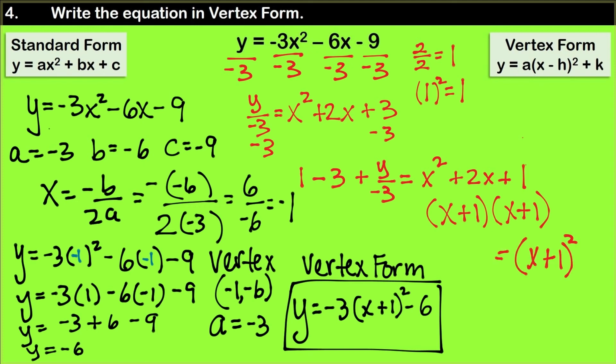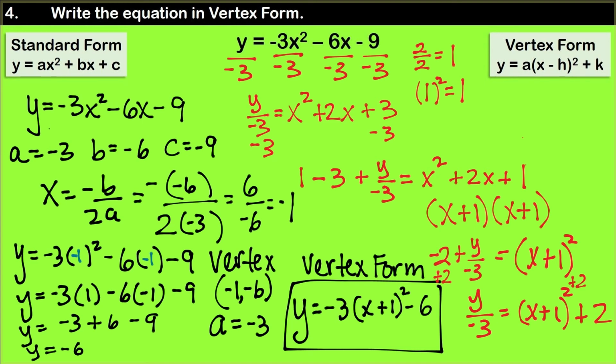And on the left-hand side of the equation, I'm going to put the positive 1 and negative 3 together, which will give me negative 2 plus y over negative 3. Now I need to turn it into vertex form. So I'm going to add 2 to both sides. And I have y over negative 3 equals the quantity x plus 1 squared plus 2. Now I have one last step.